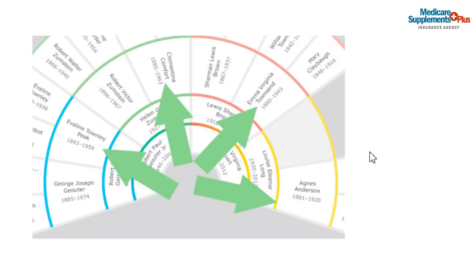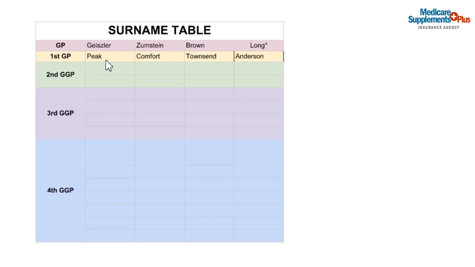Back to our table. Now for the next row, the first great grandparents, I don't need to get Geisler, Zumstein, Brown, and the blank because they're already on my chart. From here on out, I'm just going to add additional surnames that are the maiden names that join into the tree. So Peak, Comfort, Townsend, this is blank because I don't know what it is, and Anderson. Let's see how that looks. So there's Peak, Comfort, Townsend, and Anderson, because these are all the maiden surnames that married into this line. Does that make sense? If it doesn't, put a question in the comments below.